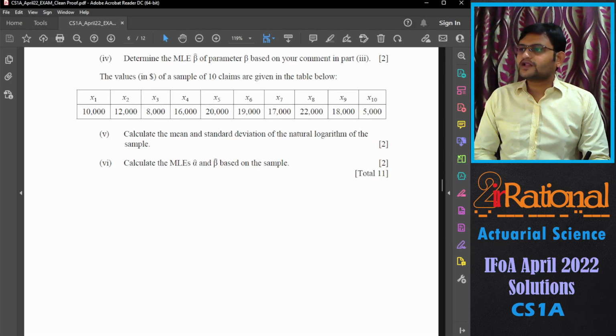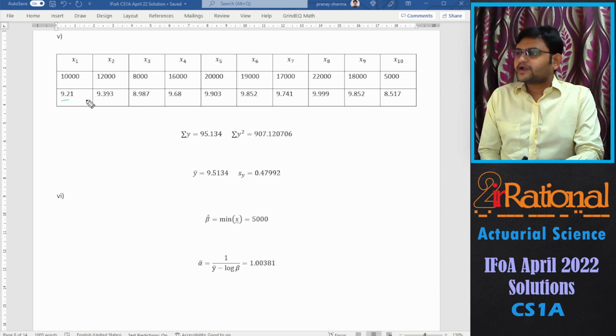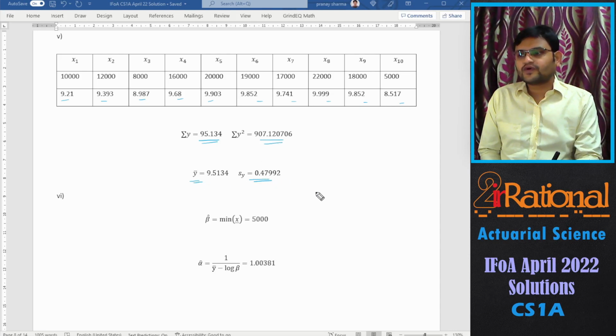Next, the values of a sample of 10 claims are given in the table below. Calculate the mean and the standard deviation of the natural logarithm of the sample. So we will take the log of each of these values and then calculate the mean and the standard deviation. Calculate the MLEs alpha hat and beta hat based on the sample. So here I have calculated the log of each of these values. Accordingly calculated the summation y and summation y square values and y bar and the standard deviation of y.